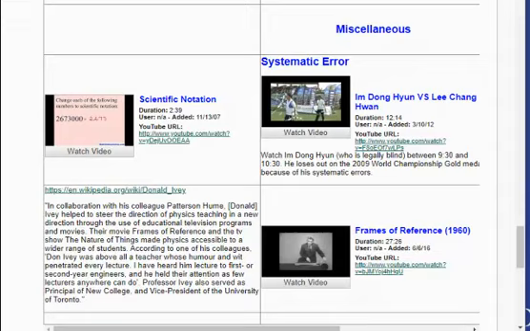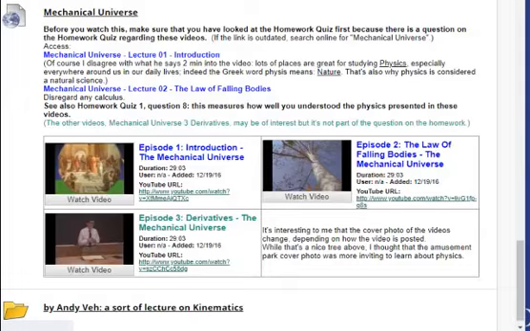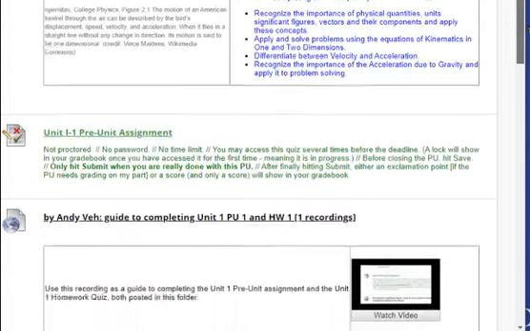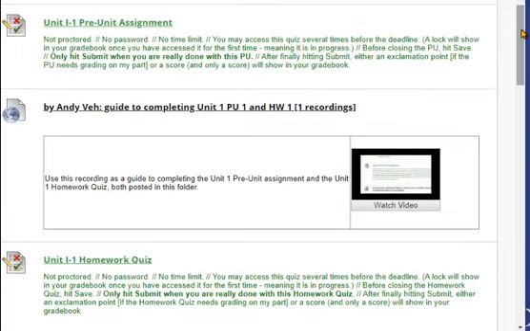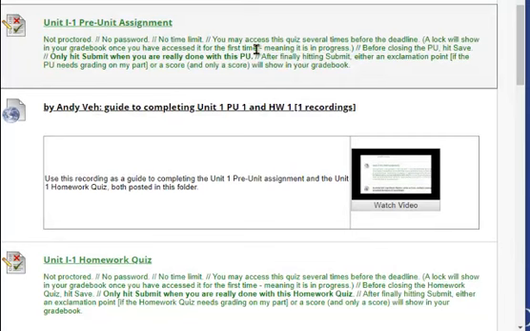So that was a guide to the Unit 1 pre-unit assignment and homework quiz and whatever fun else in there. And I made it in 6 minutes. No, that's not true, plus the other 3 minutes, so I made it in 10 minutes.